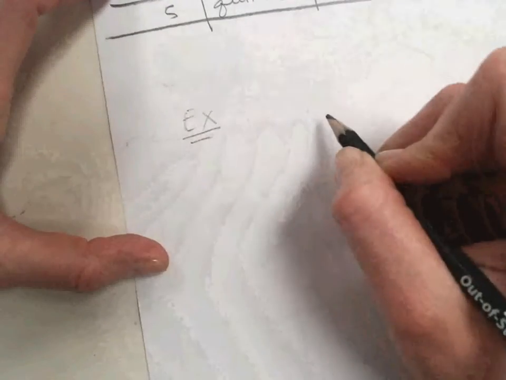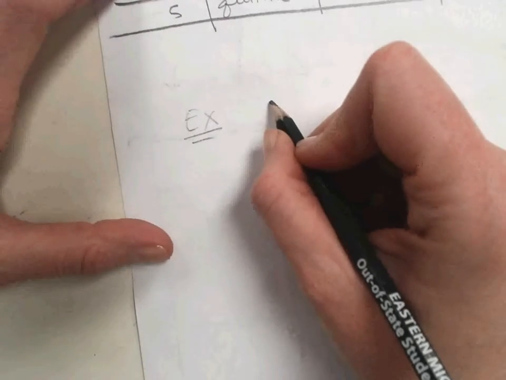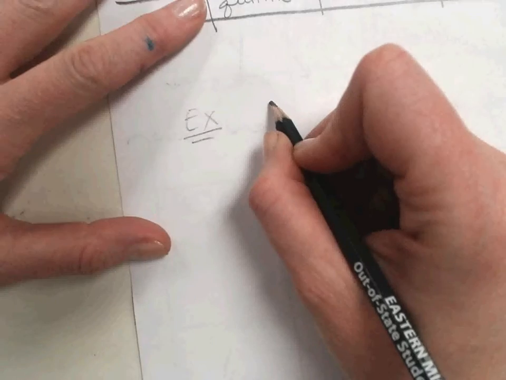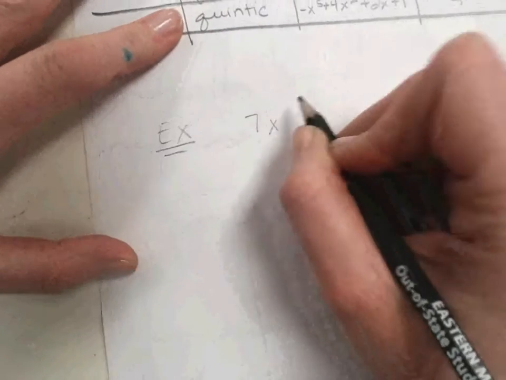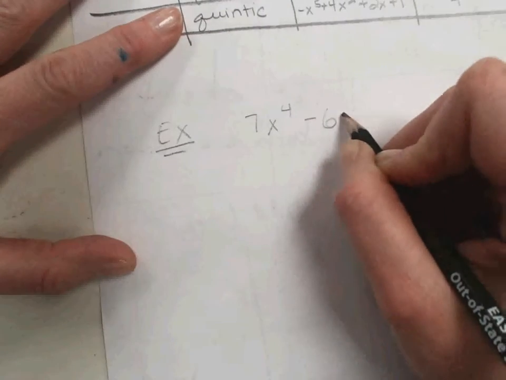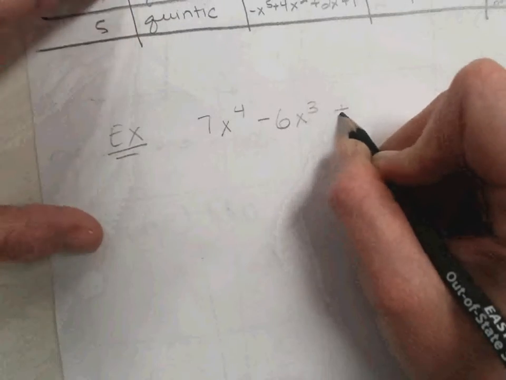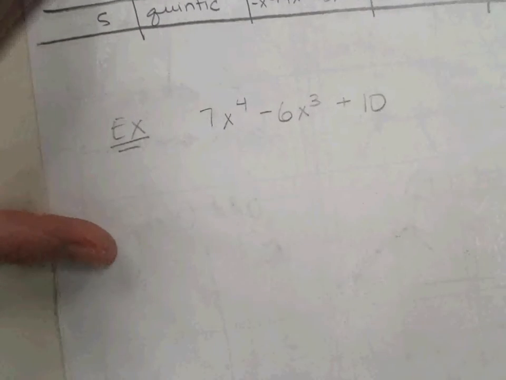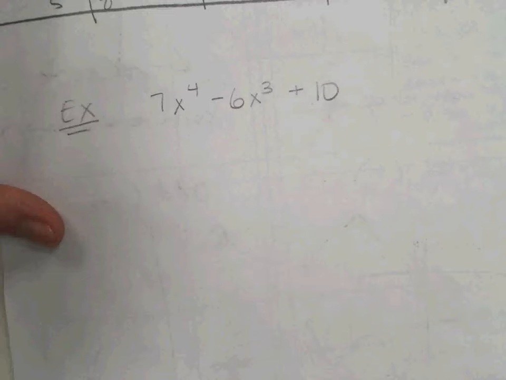So example on the back, I want you to tell me about the end behavior for this function. If it says 7x to the 4th minus 6x cubed plus 10, what would be the end behavior there? Just write it on your paper on the back, and then you'll want to write the example itself and then write your answer.